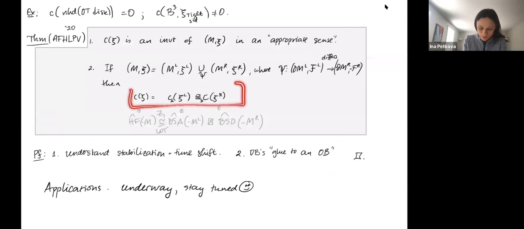And when I'm saying gluing, I'm going to be identifying contact three-manifolds so that the foliations, as prescribed by the open books, have to match up. Or one is negative, the other, whatever.